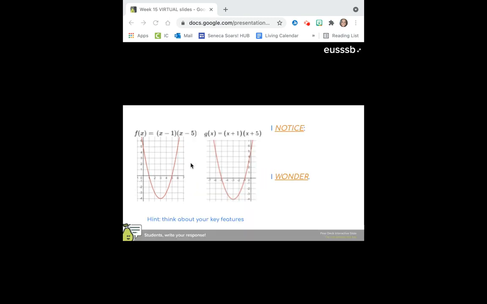Take a look for just a second at each of those equations. Think about the fact that f of x has two minus signs. What side of the graph do we notice f of x being located on? And then g of x has two plus signs. What do you notice about the side of the graph that g of x is located on? Anybody see anything there? Feel free to unmute or you can type it in your response box, either way.